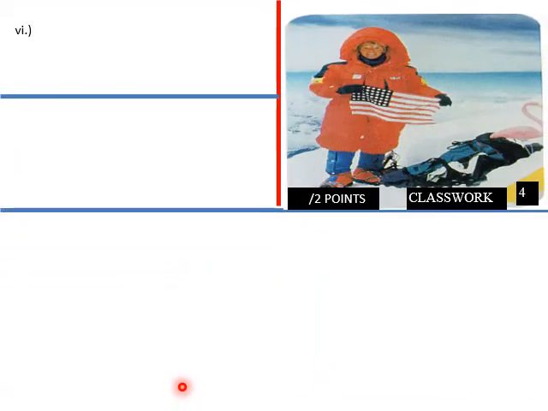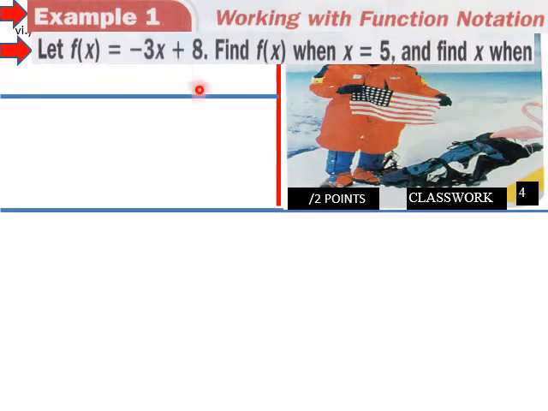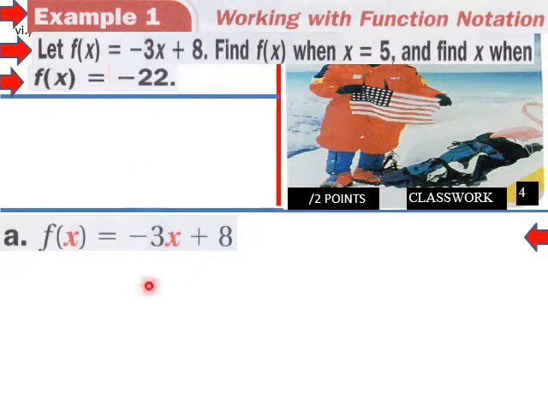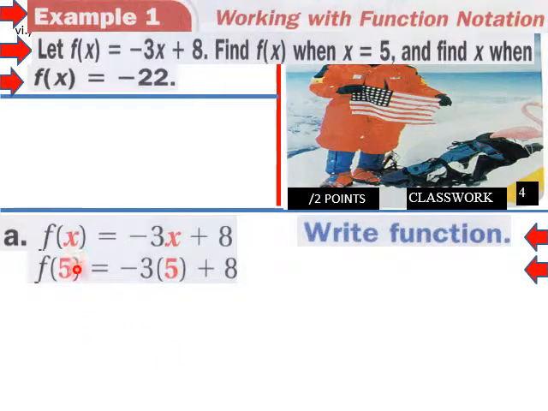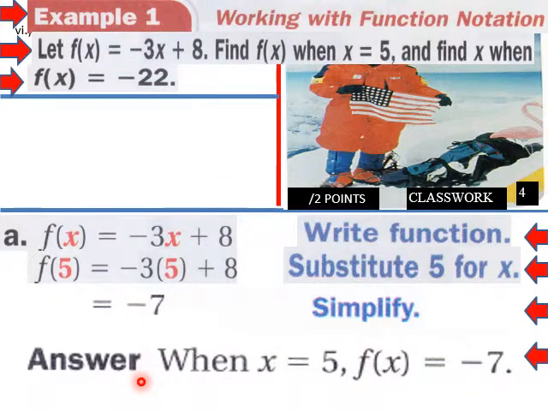Okay, into our first example here today, working with function notation. f of x equals -3x plus 8. Find f of x when x equals 5, and find x when f of x equals -22. So for a, f of x equals -3x plus 8. Write the function, and then we plug in 5 for x, and for f of 5, what do we get? We get -7 when x equals 5. So when x equals 5, f of x equals -7.